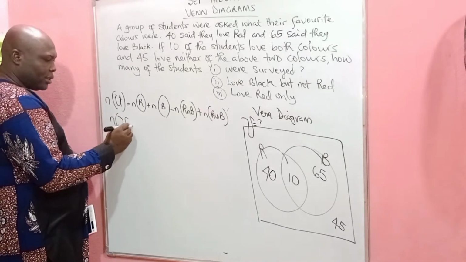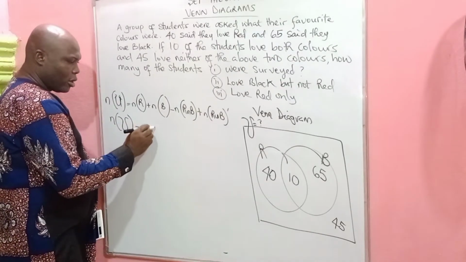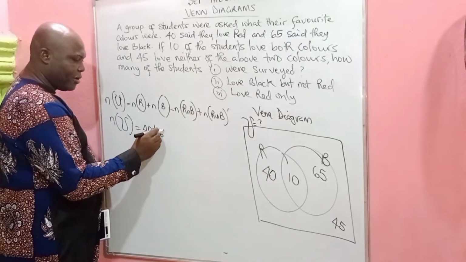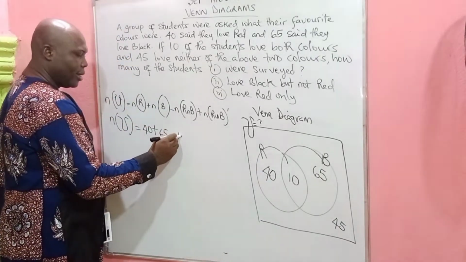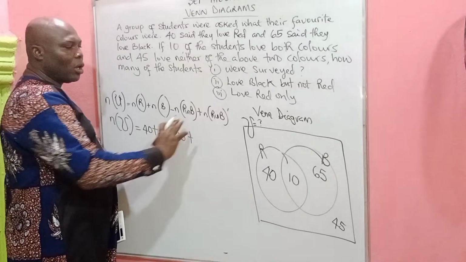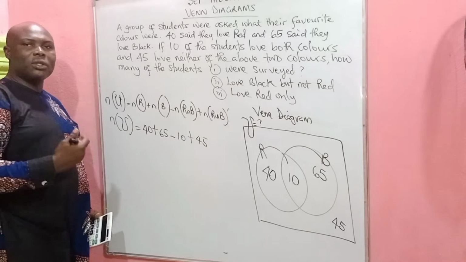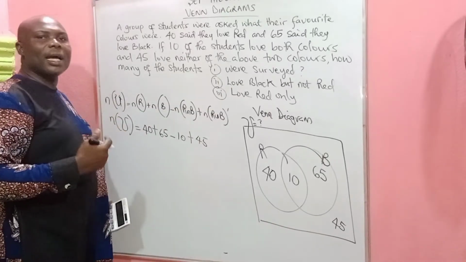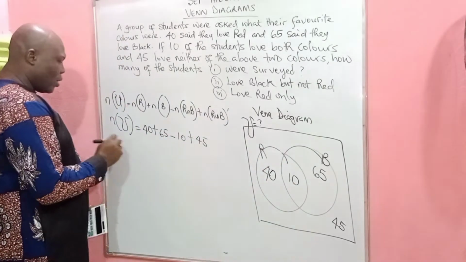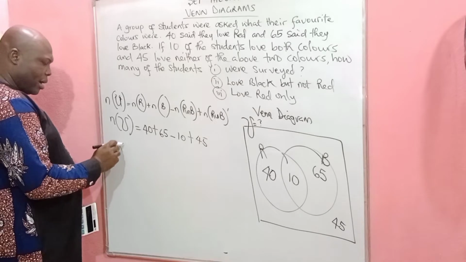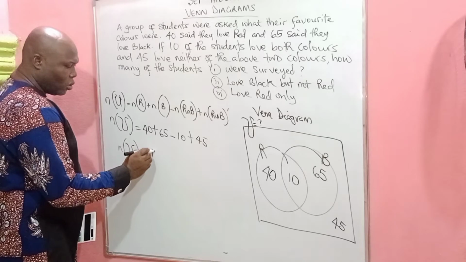The number of the universal set will be equal to the number of those that love red, 40, plus the number of those that love black, 65, minus the number of those that love both red and black, 10, plus the number of those that do not love any of the two colors, which is 45. Please, this is the general formula we use when solving problems that involve Venn diagrams with two cases. Alright, so the number of the universal set will be equal to 40 plus 65, that's 105.